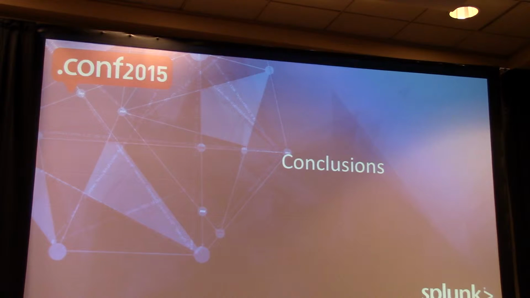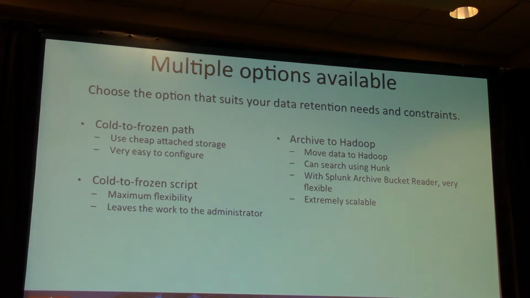And that's pretty much all the material we wanted to cover. Just to wrap things up, we want to provide you with as much flexibility as possible. You've got the cold to frozen path, which is a very easy to configure option if you have the location to move your data that's available via the file system. You have complete flexibility via the cold to frozen script, but then the onus of maintaining it is on you.